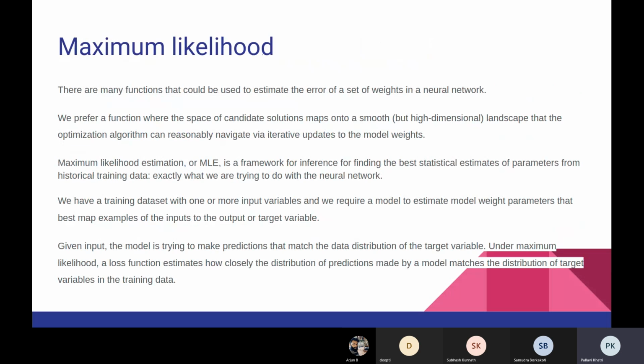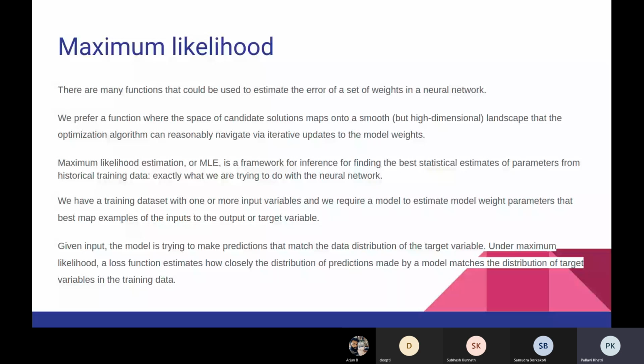Then there is the framework. There are many functions that could be used to estimate the error of a set of weights in a neural network. We prefer a function where all the solutions can be mapped to a smooth landscape, so that the optimization algorithm can reasonably navigate through all the possible solutions and iteratively update the weights.